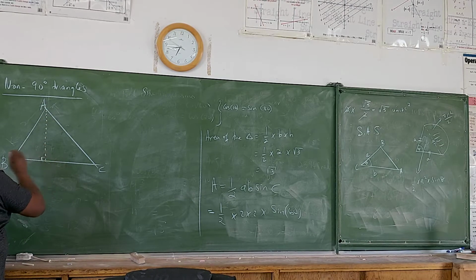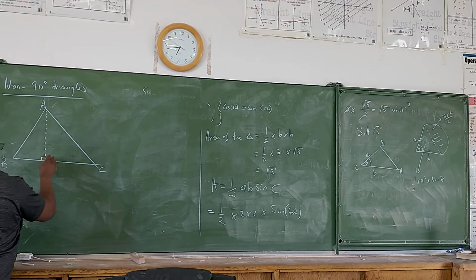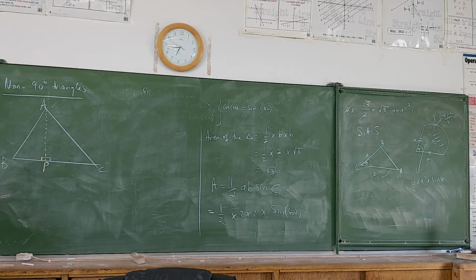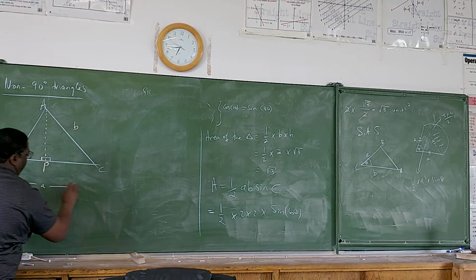I drop a perpendicular. Let's say this becomes P for some reason. So therefore, this is also 90 degrees on that side. The objective here is to find sides. This is B, so that's small letter B. This is C, small letter C. This whole thing here is small letter A.